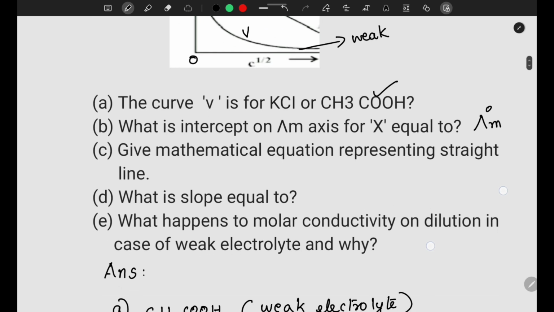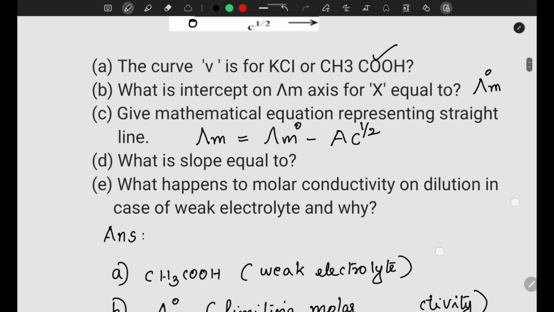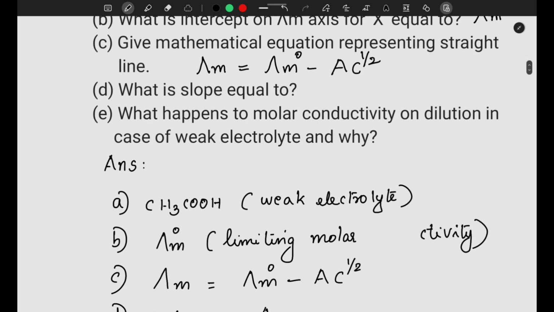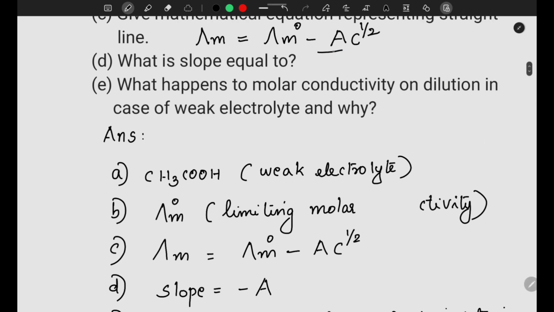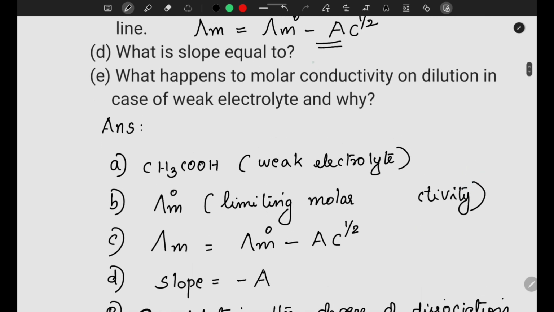Give the mathematical equation representing a straight line. For a strong electrolyte, we can write lambda m is equal to lambda m0 minus a into c raised to 1 by 2, or we can write a root c. Now, what is the slope equal to? This equation is of the form y equal to mx plus c. So the slope is equal to minus a.